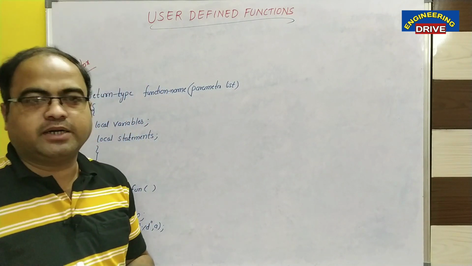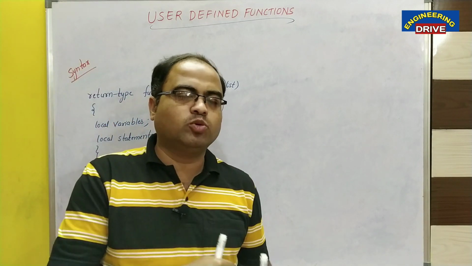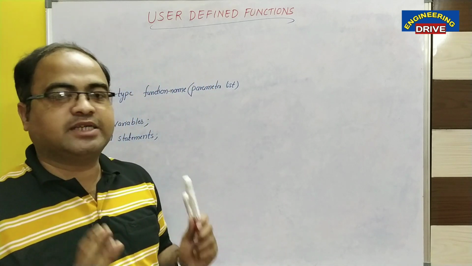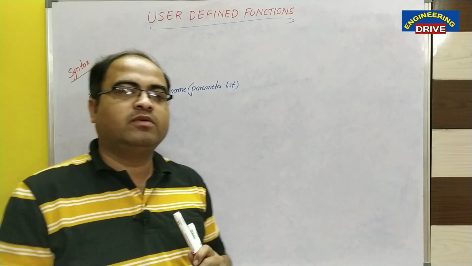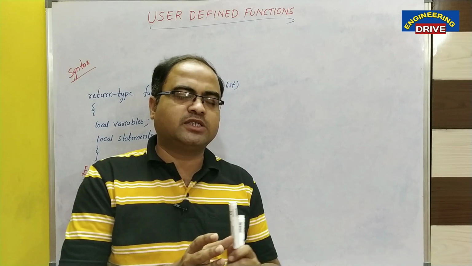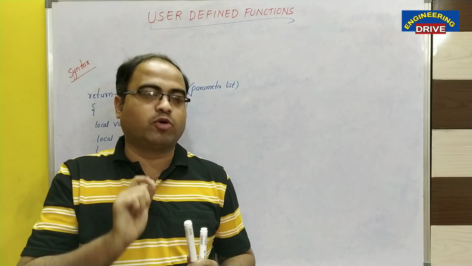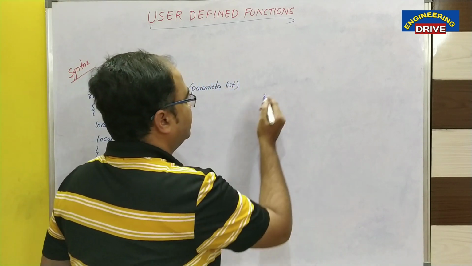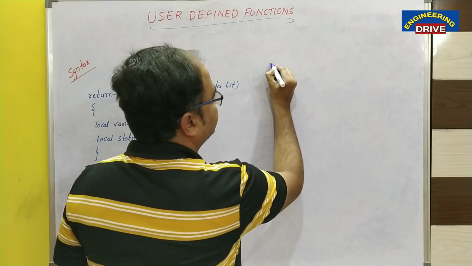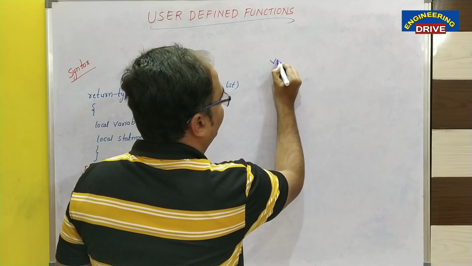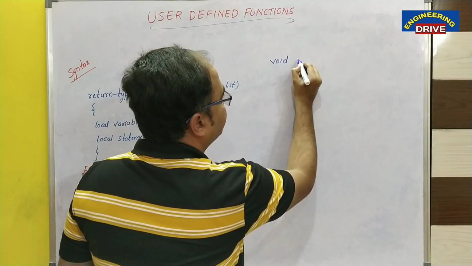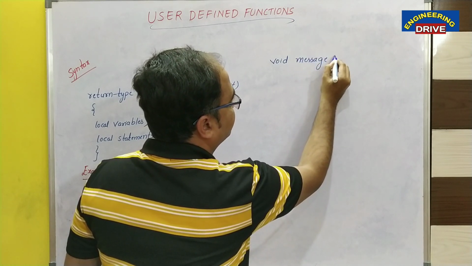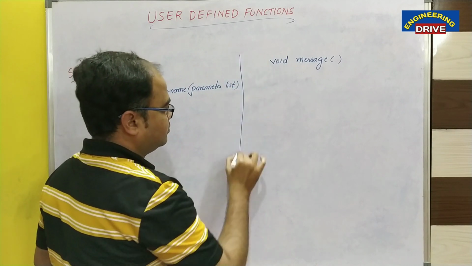Now the most important part is how to implement this user-defined function in our C program. Now let us discuss one example program: how to create a user-defined function and how to implement it in our C program. That is important. So my dear students, let me first create one user-defined function in this program. Void, next the function name. I am taking the name of the function as message.